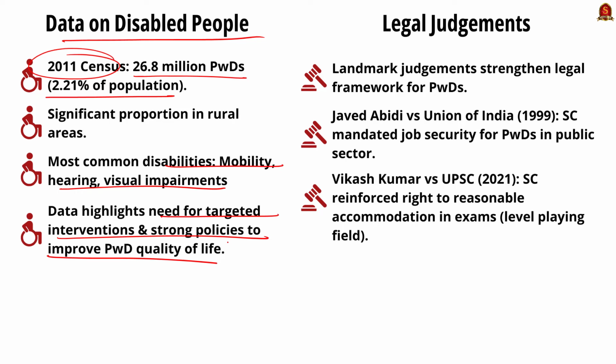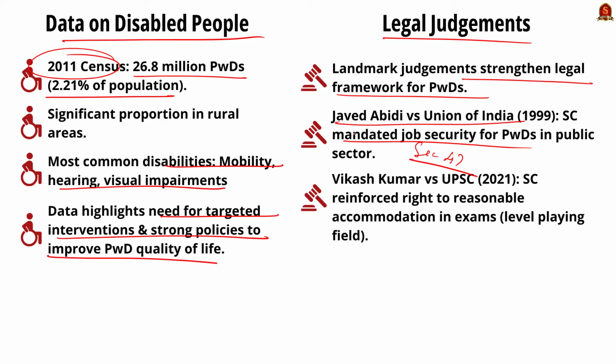Let's now see some legal judgments, some landmarks in India. Several landmark judgments have strengthened the legal framework for the physically disabled in India. Notably, the Supreme Court's judgment in the case of Javed Abidi versus Union of India in 1999 mandated the implementation of Section 47 of the Persons with Disabilities Act, 1995, ensuring job security for the disabled in public sector employment. Another significant judgment is Vikash Kumar versus Union Public Service Commission, 2021, where the Supreme Court reinforced the right to reasonable accommodation of persons with disabilities in competitive examinations, ensuring a level playing field.